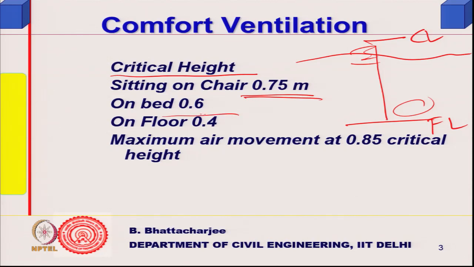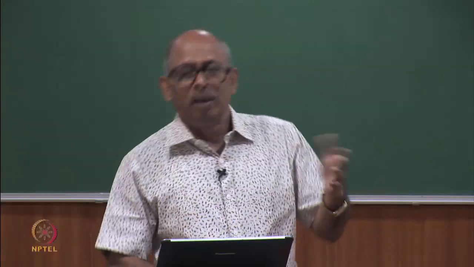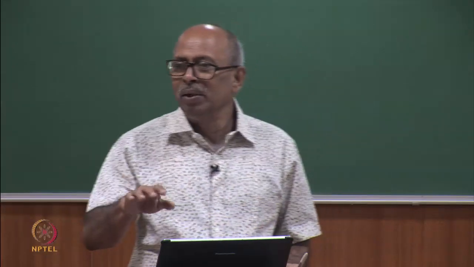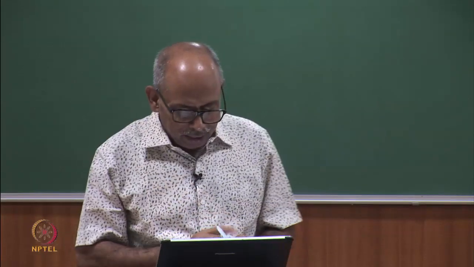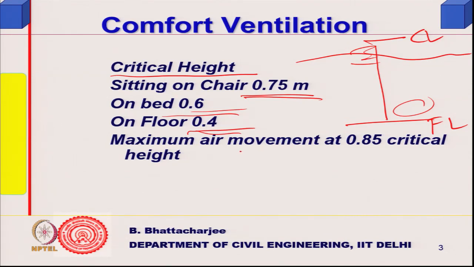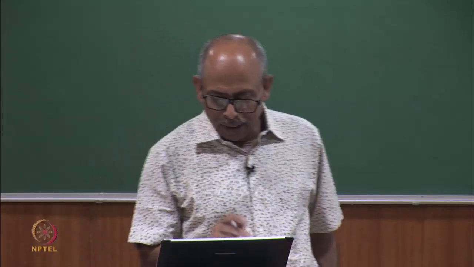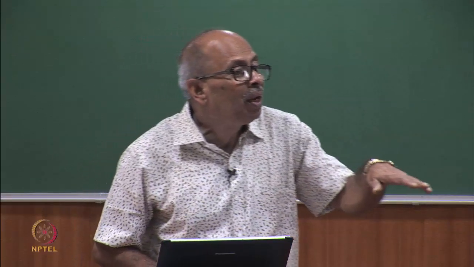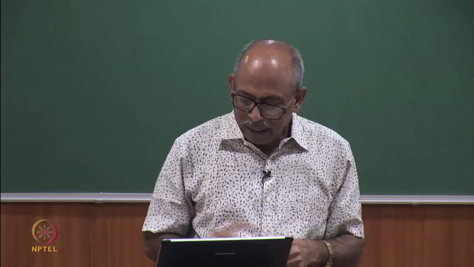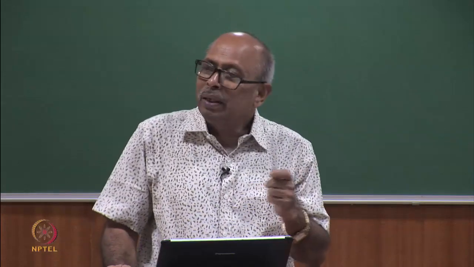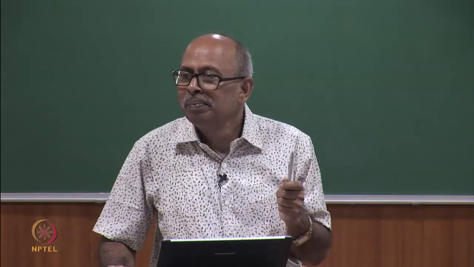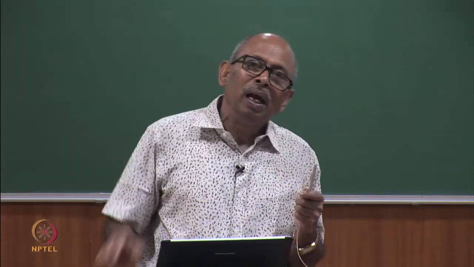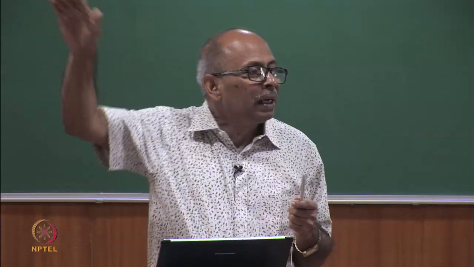On a bed, obviously somebody is lying, 0.6, and for children, school children or nursery level children, not sitting on the floor but on small chairs and all that, that is around 0.4 level. So, maximum air movement should be at the 0.85 critical height level. So, you can see that it should be at a level somewhere close to the floor, not too high. So, that is critical height. So, comfort velocity should be high there, and flow can be through anywhere, which will remove the heat and provide possibly fresh air, because if it is hot air, it will go up and then get out.